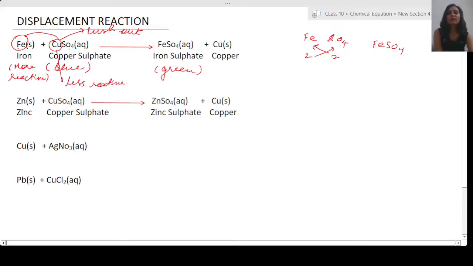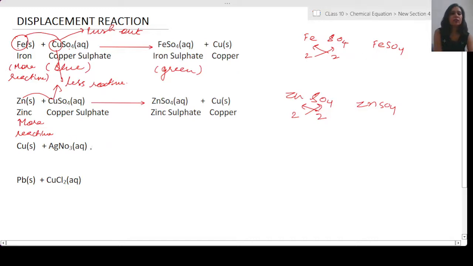Now going to the next reaction, if you drop a few pieces of zinc in the copper sulfate solution, what will happen? Zinc is more reactive as compared to copper, so zinc will push copper out and it will form a compound with SO4. Again, for that you will use the valency: Zn valency is 2 here, SO4 is also 2, so this 2 will go to Zn and this 2 will go to SO4. It will form ZnSO4 and copper will come out.